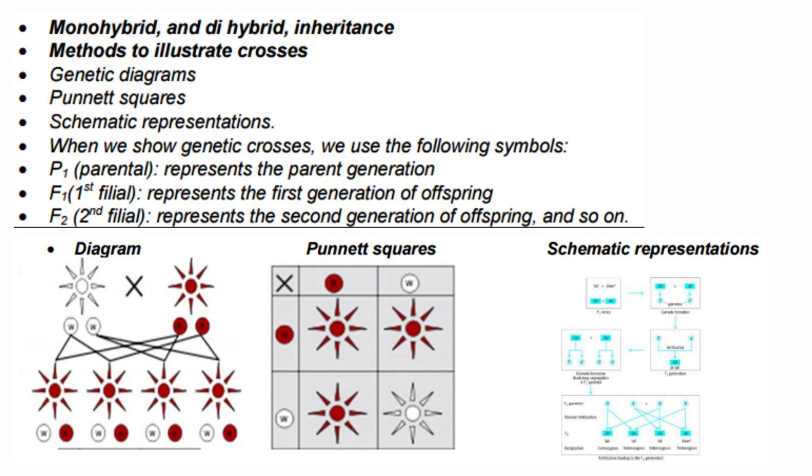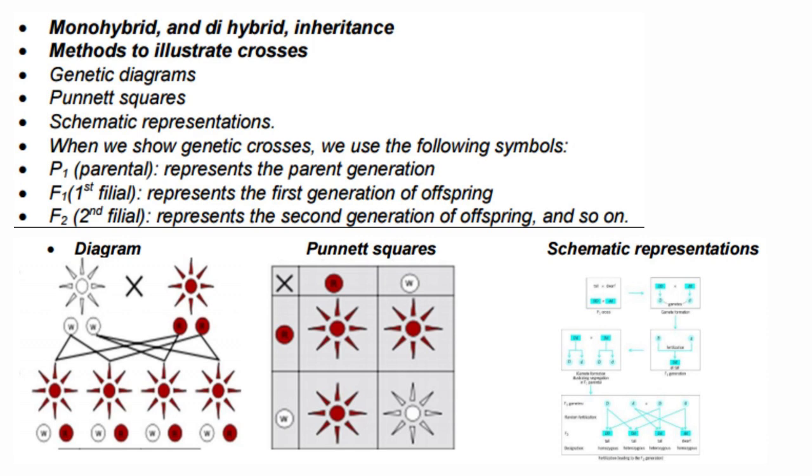Monohybrid and dihybrid inheritance. Methods to illustrate crosses: genetic diagrams, Punnett squares, and schematic representations. When we show genetic crosses, we use the following symbols.